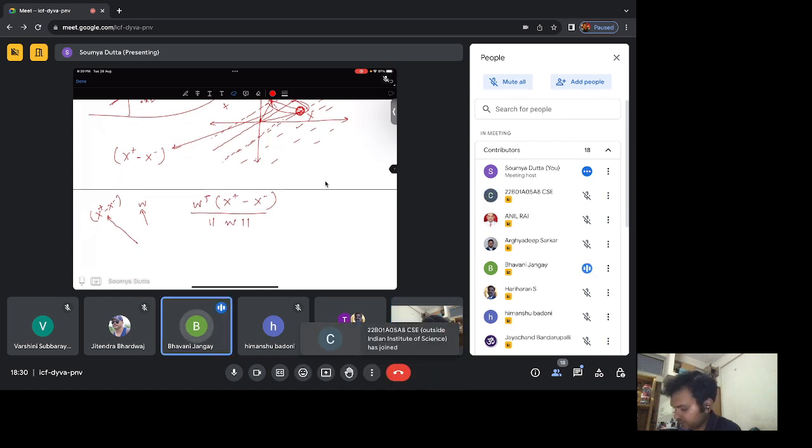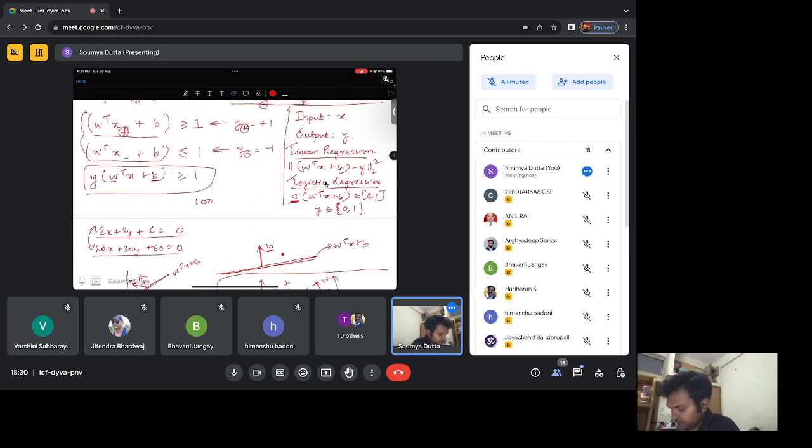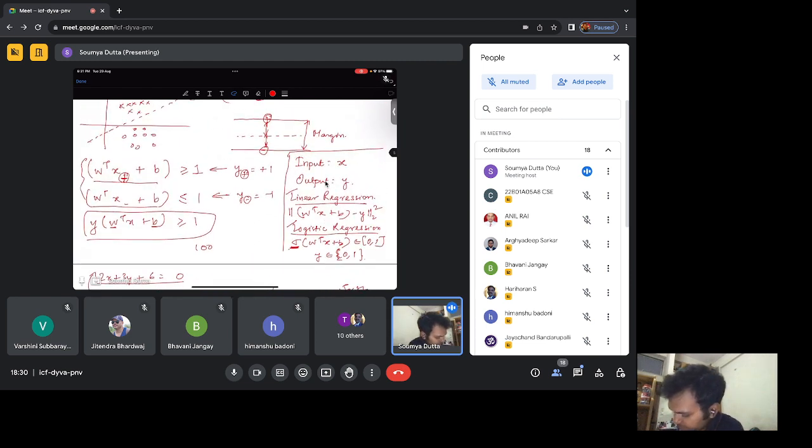Yes, sir. Okay. So if you have this sort of a thing, you get back to your equations. One more thing I have to mention here is that W transpose x plus B is greater than or equal to 1 and less than or equal to minus 1. They will be exactly equal to 1 at the support vectors. So that is another assumption that you want to make. For all the other points, they will be greater than or equal to 1 for the positive points and less than or equal to minus 1 for the negative points.